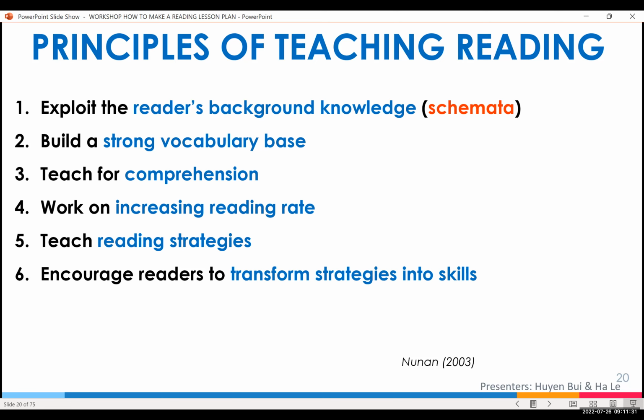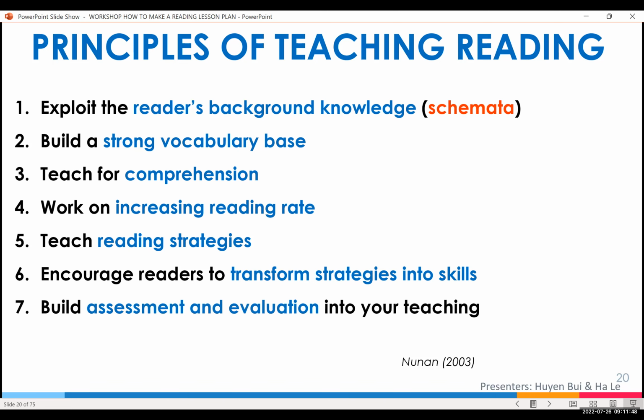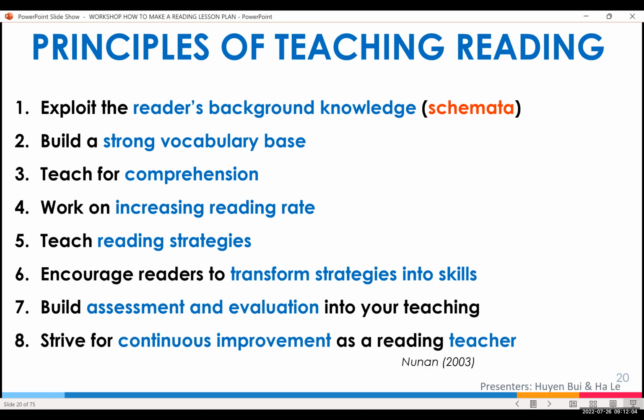They can do it automatically. So our duty is to try to motivate them to practice regularly so that they can transform the strategies into automatic skills. Okay, number 7 is for teaching. That is to view assessment and evaluation in your teaching. In any kind of skills, we need assessment and evaluation, and reading is similar. Finally, for us, the teachers, we need to strive for continuous improvement as reading teachers.